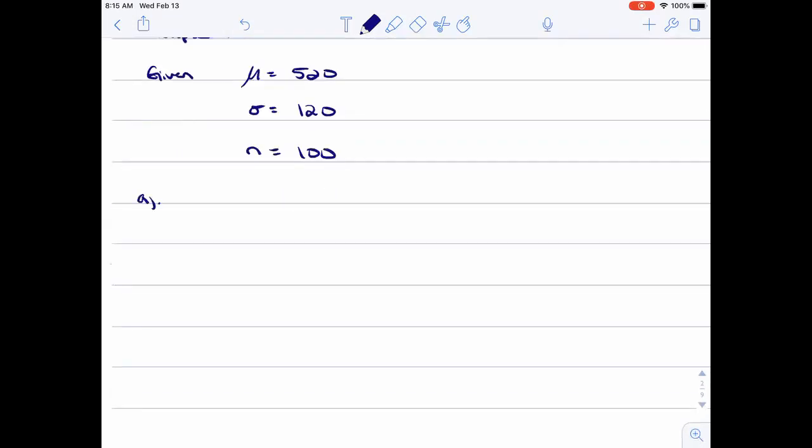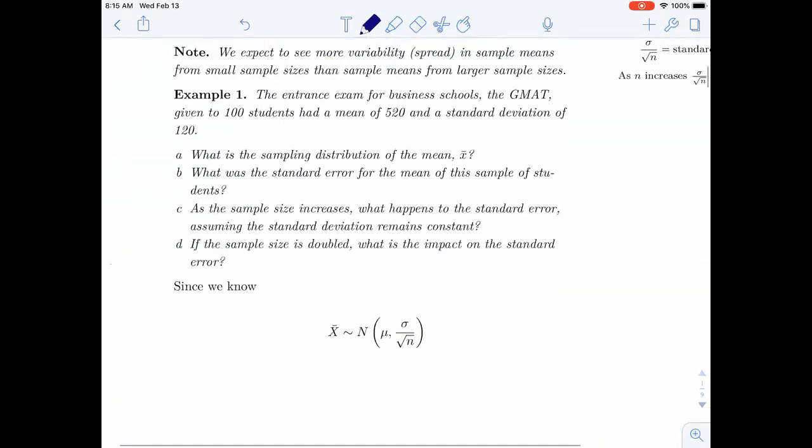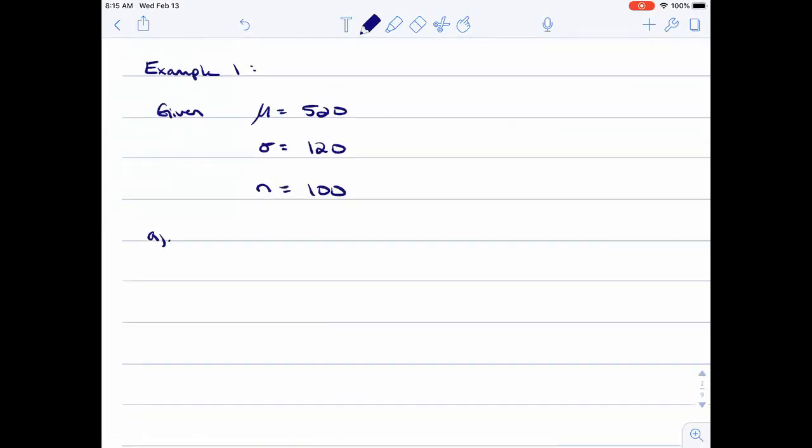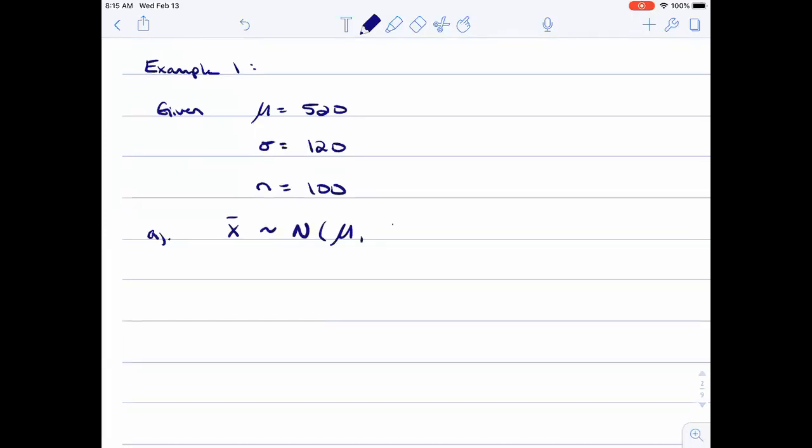So part A is asking, what is the sampling distribution of the mean x bar? So the sampling distribution of the mean is on your formula sheet, right? And it's just the x bar follows a normal distribution with a mean mu and a standard deviation sigma over root n. So what you're going to do is you're just going to write that out and fill in the spots. Okay. So we've got X bar follows a normal distribution with a mean mu and a standard deviation sigma over root n.